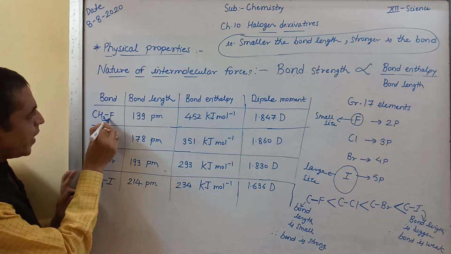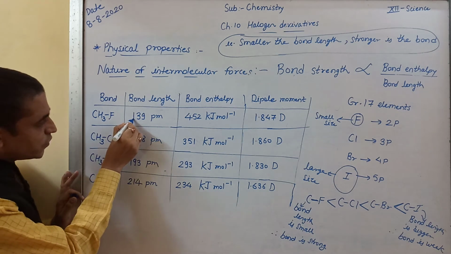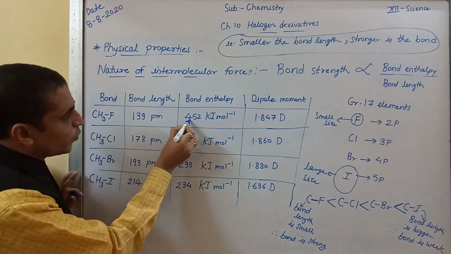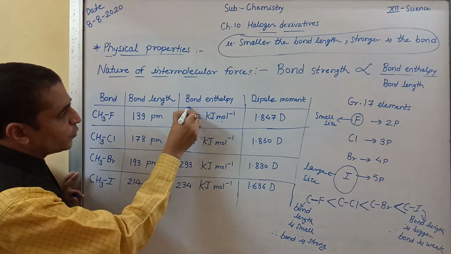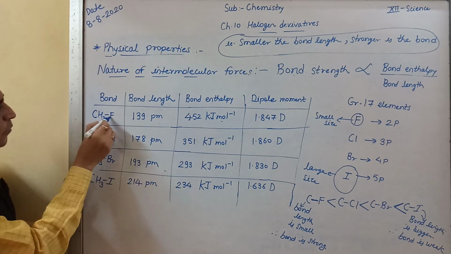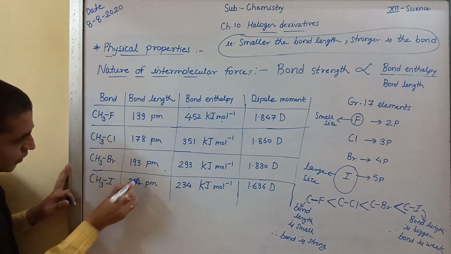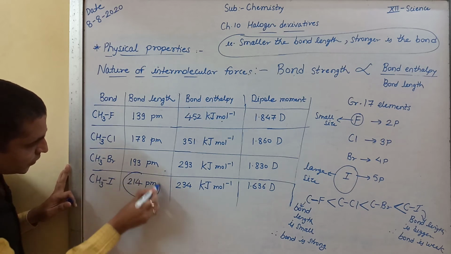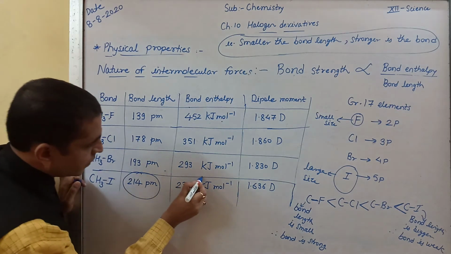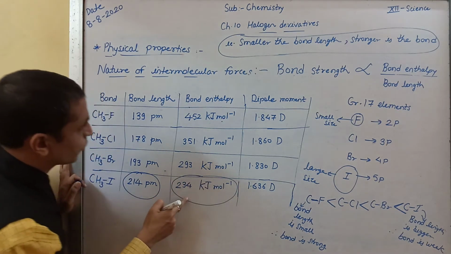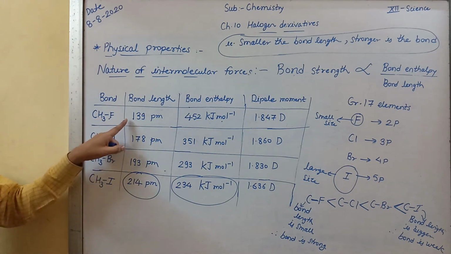For CH3F, bond length is 139 pm. It is very short and it requires more amount of energy, that is 452 kilojoule per mole. That is called bond enthalpy for C-F bond. Come to this methyl iodide. Here bond length is bigger, so the bond is weak and it requires less bond enthalpy, that is only 234. According to that, see that for C-F bond length is what?